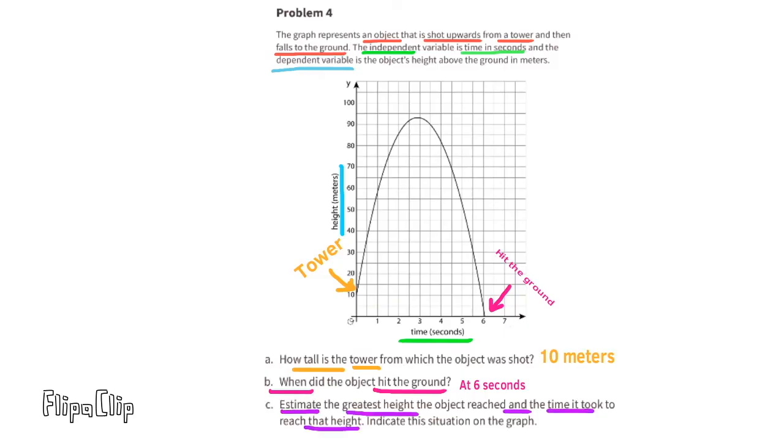C. Estimate the greatest height the object reached and the time it took to reach that height. Indicate this situation on the graph. To do this, all we have to do is find the highest point on the graph. Next, look to the y-axis just to the left, and we can estimate the greatest height. To me, it looks like the greatest height is just about at the 93 meter mark. And then if I look straight down below that, along the horizontal x-axis, it looks like it had taken approximately 2.9 seconds to reach its greatest height.